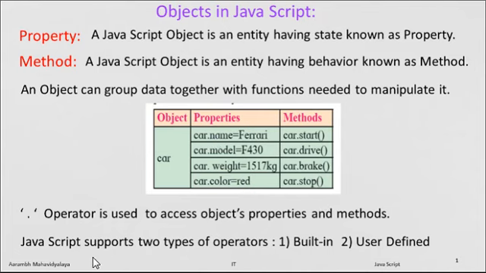Okay. Now JavaScript supports two types of operators. The first is the built-in operator and the second is the user-defined operator. We will see these operators in depth in the next lecture.